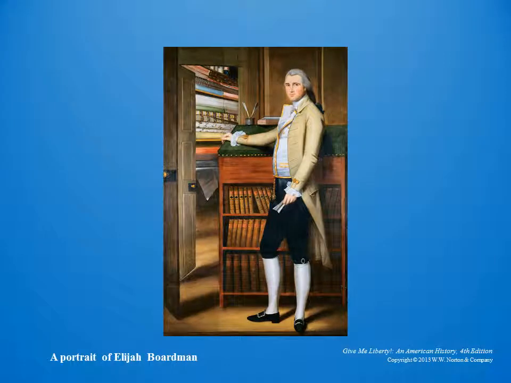This is a portrait of Elijah Boardman. He was a merchant in Connecticut. He's wearing the attire of a gentleman, resting his arm on a counting desk. We see bolts of cloth visible in the back, but he is emphasizing his learning, not his wealth, by posing with books. We see two plays of Shakespeare, Paradise Lost by John Milton, and the London Magazine, also prominently displayed in this picture.